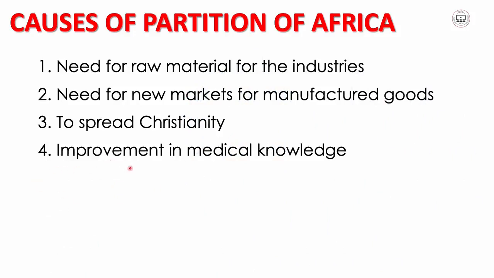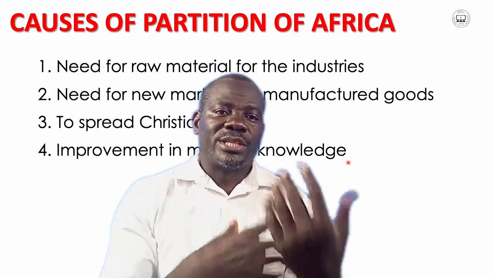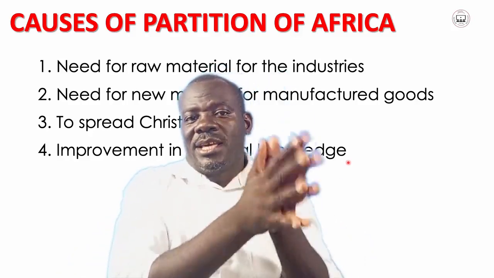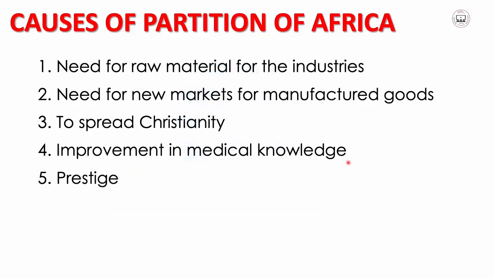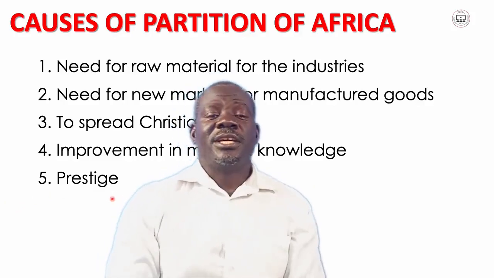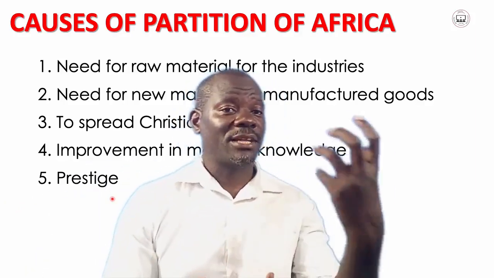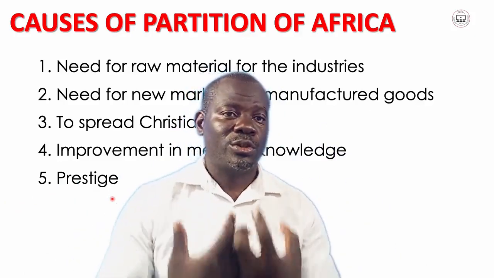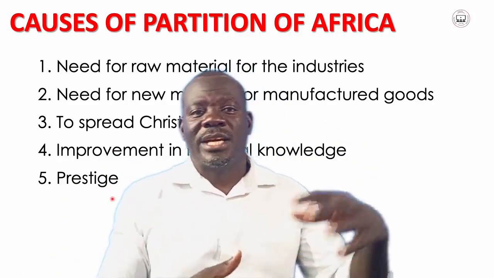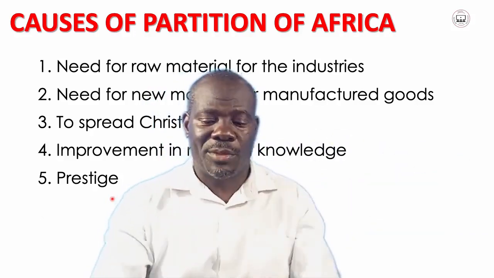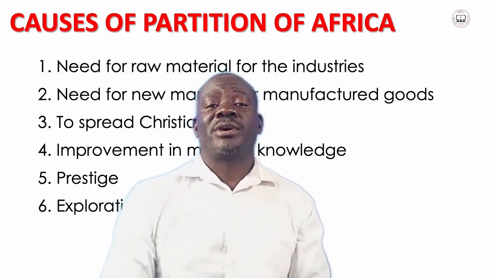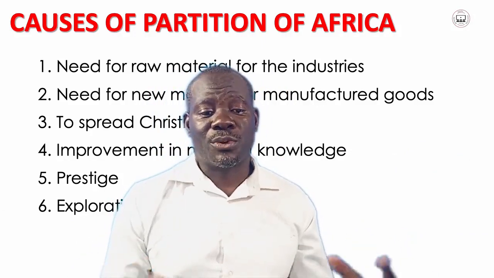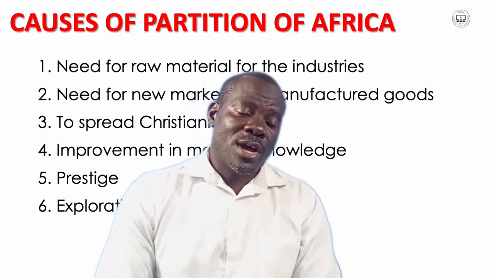Number four, improvement in medical knowledge. They wanted to improve the medical knowledge, that is the medicine itself. Number five, just for prestige. Prestige is to show that I have this, I have that. That is prestige, to show off that they are powerful and can also own another land and other people. And also exploration of Africa. Others wanted to explore Africa.